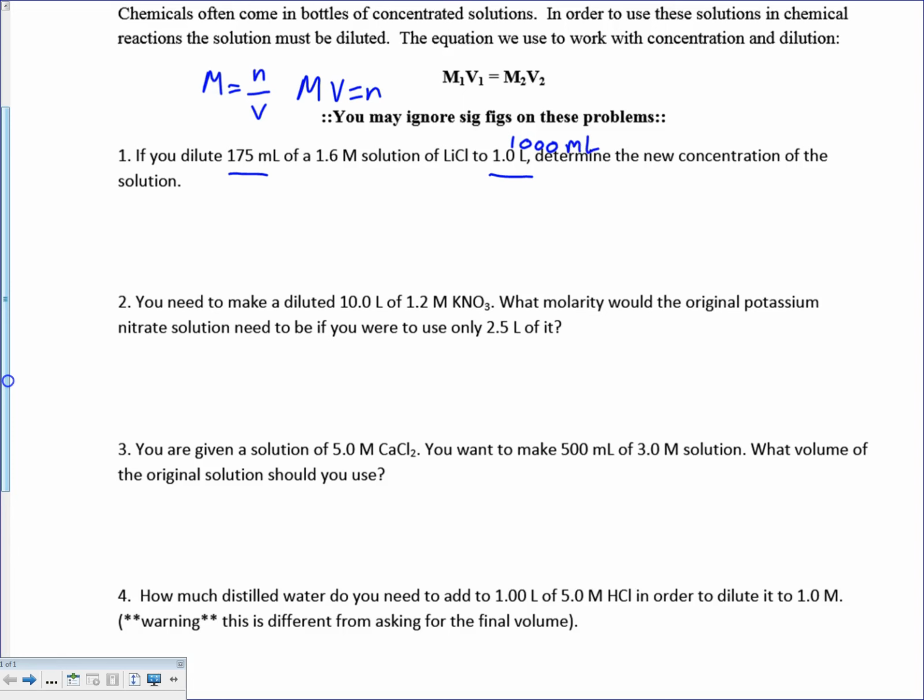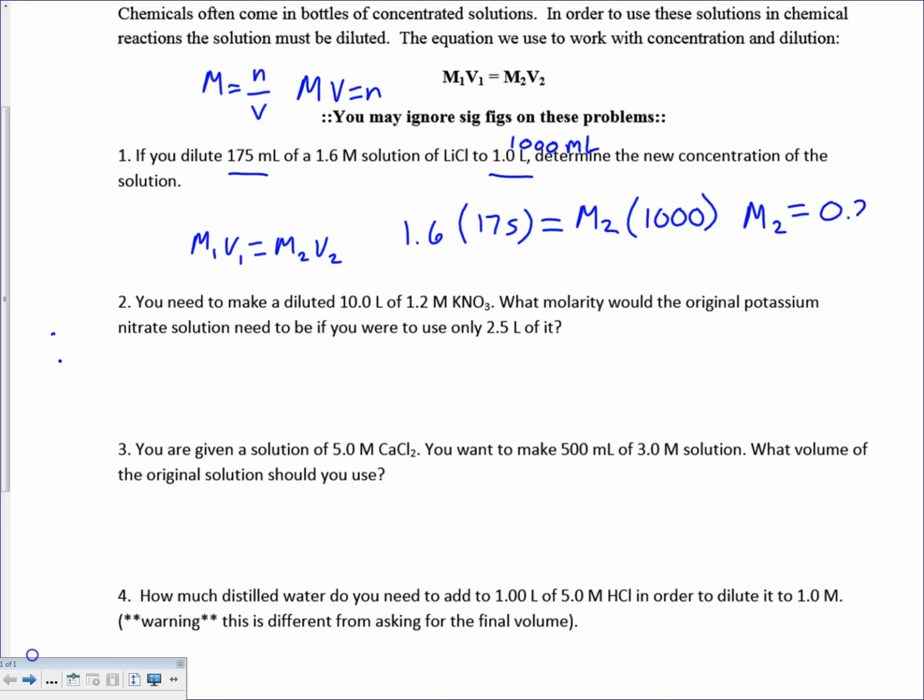Okay, and so then I just plug it into the M1V1 equals M2V2 equation. So 1.6 times the initial volume, which is 175, equals M2 times 1,000. Solve for M2 there, and you get that the final molarity, or the final concentration, equals 0.28 molar.